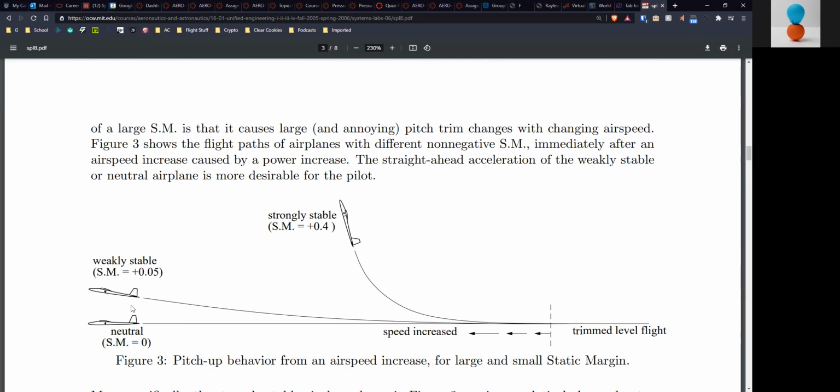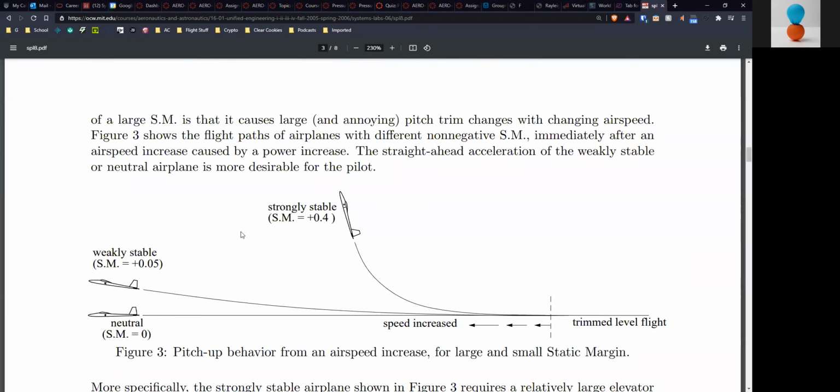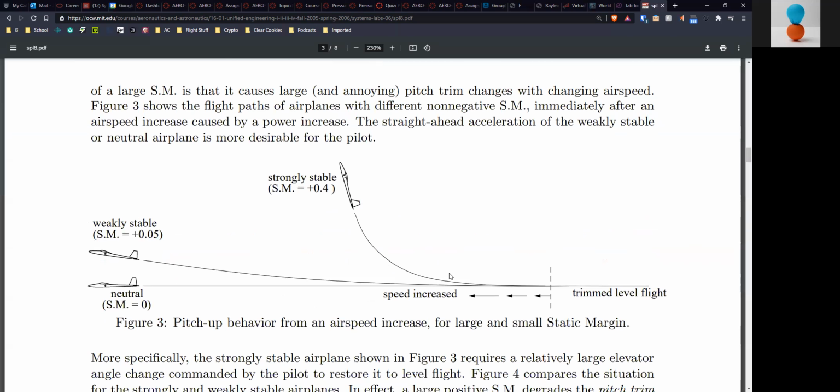At neutral static margin, your direction won't change, and then stable and strongly stable. At unstable, it still does the opposite things. They just didn't draw it here. So if you increase your speed and have an unstable design, then it'll still change the lift. It'll just flip you around because it'll do the same thing.